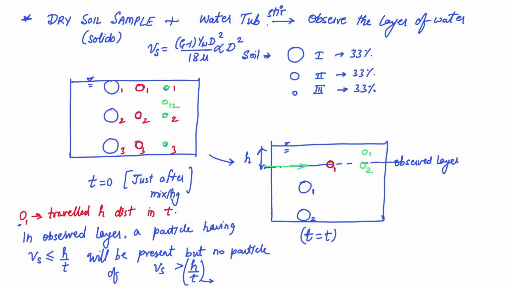I hope now you understood that in any layer after some time t, that layer will consist only of solids that are having the settling velocity less than or equal to h by t, because any particle having settling velocity more than h by t will be present in the lower layer only. So that is actually the basic principle of sedimentation analysis. How this principle is actually used to get the percentage finer for a particular size of solid, we are going to understand in our next lectures.